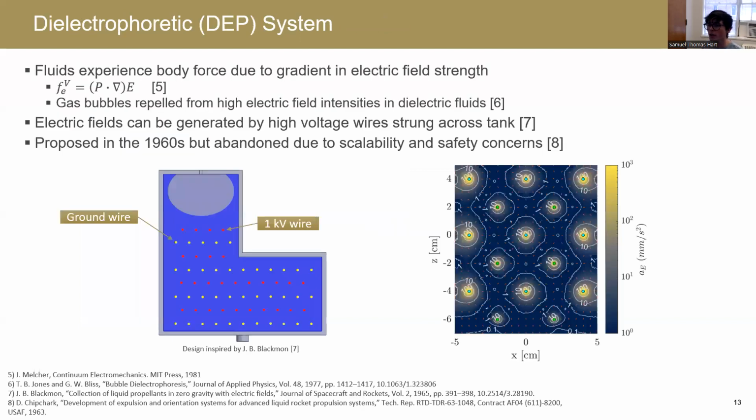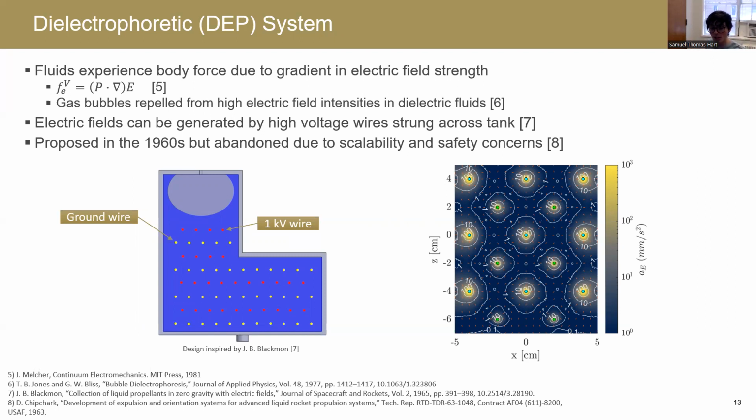So now we look to another option, a dielectrophoretic or DEP system. And this works a lot like the MPP system in the sense that it uses a gradient in fields to apply a body force to the propellant. However, in this case, we're using a gradient in the electric field. Now, it has been shown that for dielectric fluids, the liquid is attracted to the areas of high electric field intensity and the gas is repelled. So in order to operate this as a sort of PMD, what we need to do is generate really high electric field intensities in the lower part of the tank and much lower intensities up near our outlet.